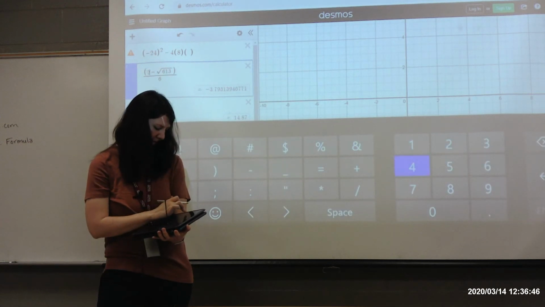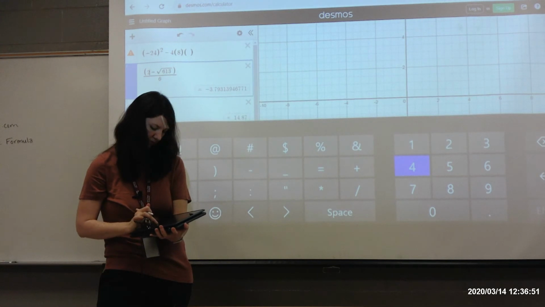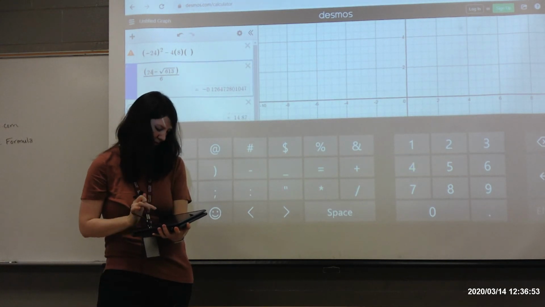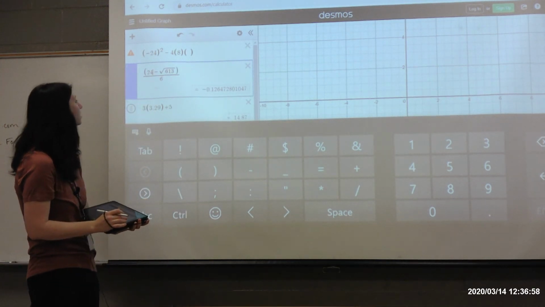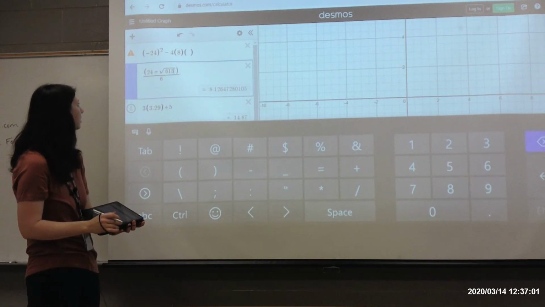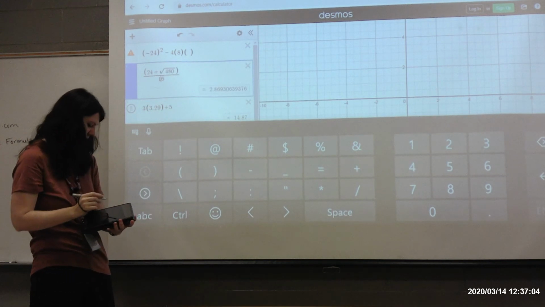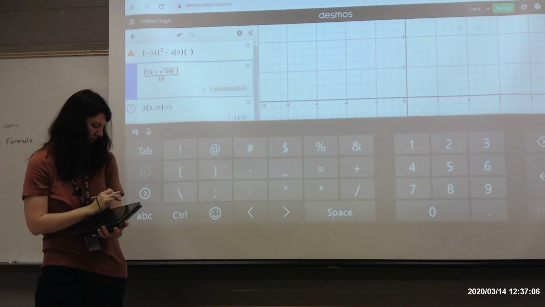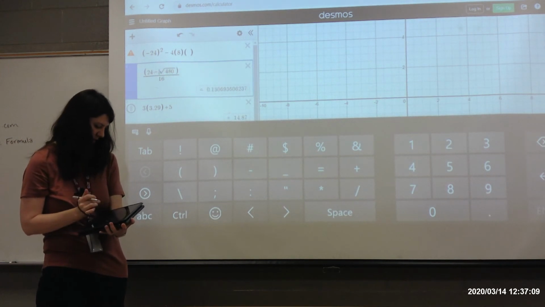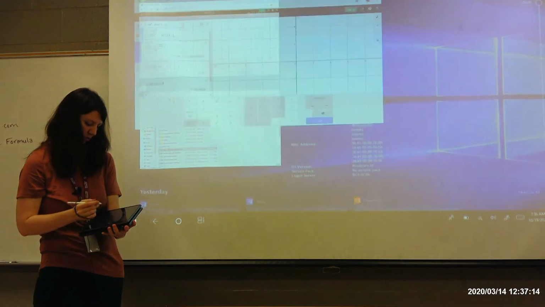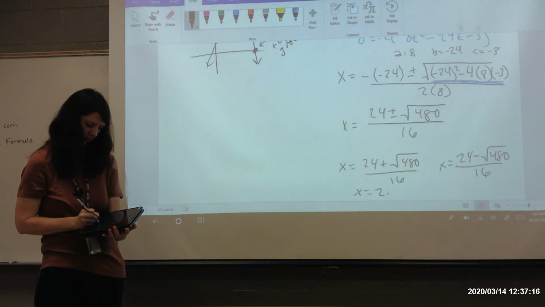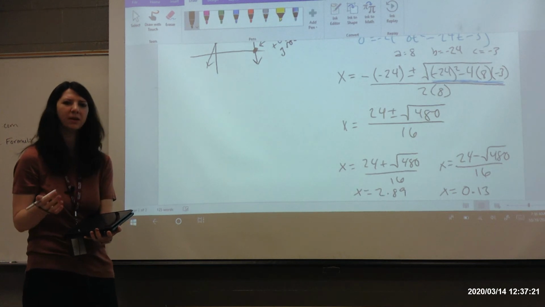24 plus the square root of 480 divided by 16. So that gives me 2.89. Okay, and then let's go ahead and do the minus while we're here. That gives 0.13. So 2.89 and 0.13. So which one makes sense to my problem?